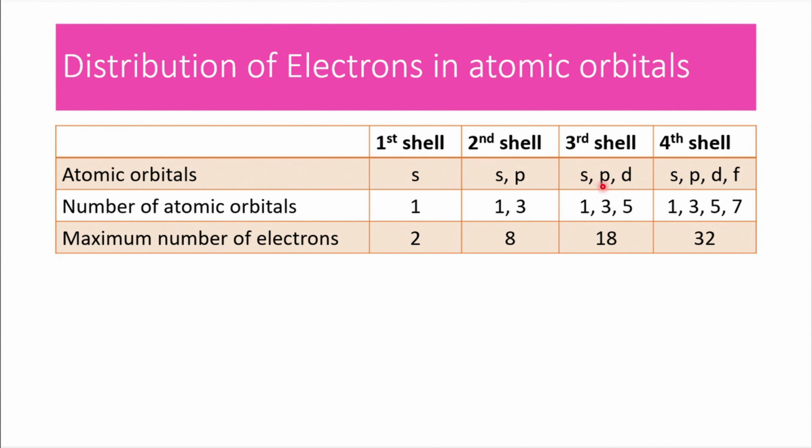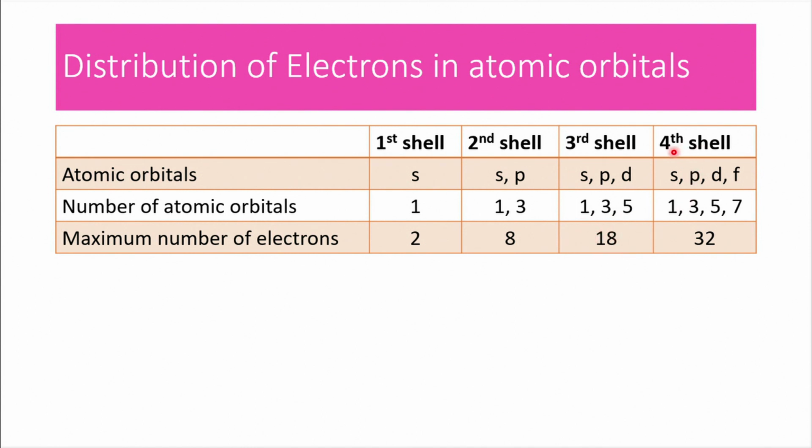And when we move to the third shell, we have s, p, d orbitals, and the s orbital can have 2 electrons, p can have a total of 6 electrons, and the d orbitals can have a total of 10 electrons. So, 10 plus 6 plus 2, 18 electrons are possible in the third shell.